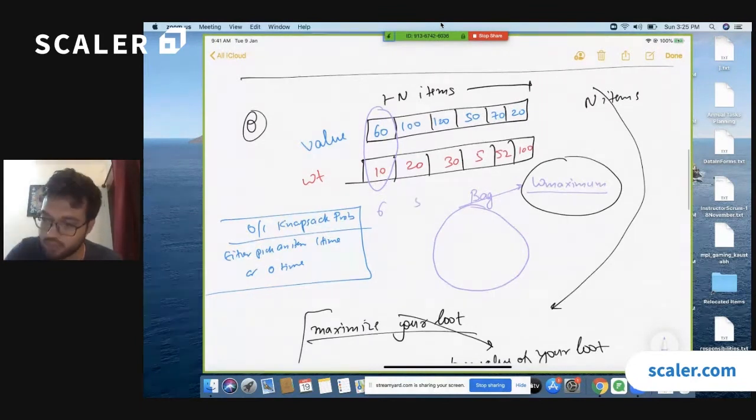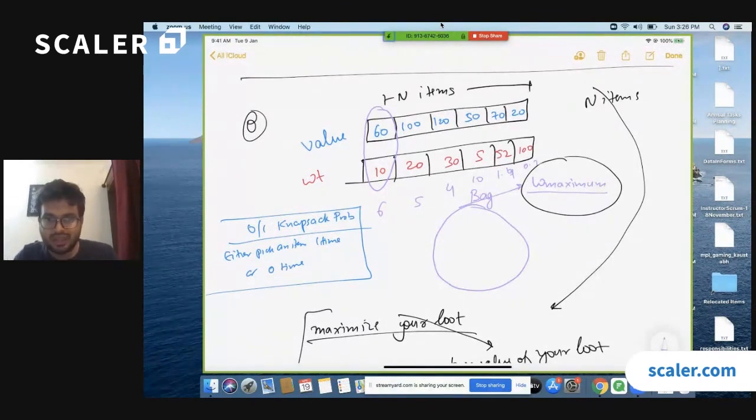Here you get 5 value per unit of weight because you have 100 value with 20 weight. Here you have 4 value per weight. Here you have 10 value per weight. Here you have 70 by 52, which is going to be about 1.3 or 1.4. Then you have 20 value with a weight of 100, so that basically gives you a value of 0.2.